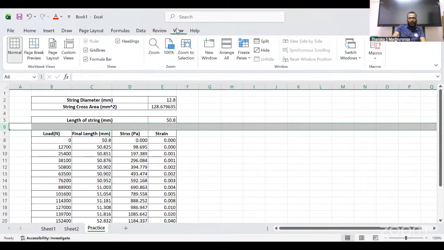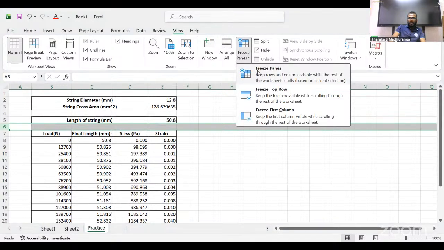Go to the view tab. These are the tabs. Freeze panes. Yeah, freeze top row. Keep the top row visible while scrolling through the rest of the worksheet, right? Yeah, while scrolling, we can keep the top row visible.